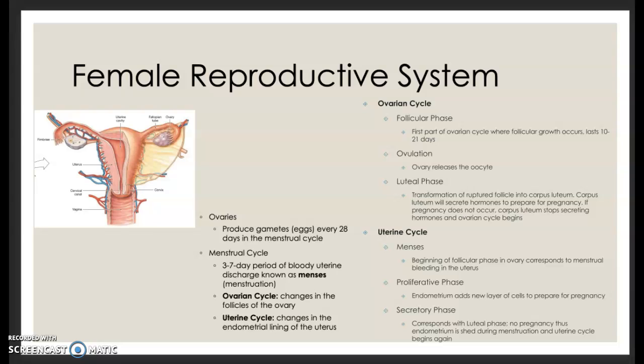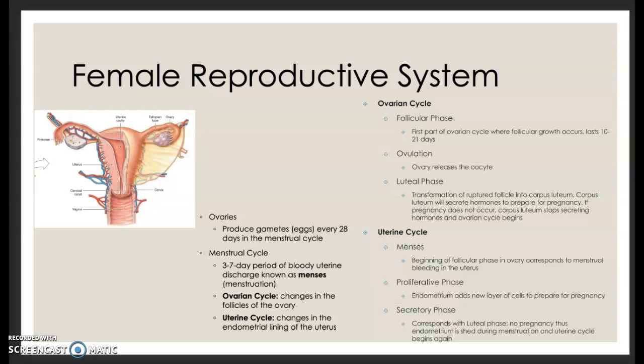So going into the ovarian cycle here, we have the follicular phase. This is the first part of the ovarian cycle. This is where the follicle growth occurs. It lasts about 10 to 21 days. Next, we go into ovulation, and ovulation is when the ovary releases the oocyte. And then we have the luteal phase, which is the transformation of the ruptured follicle into the corpus luteum.